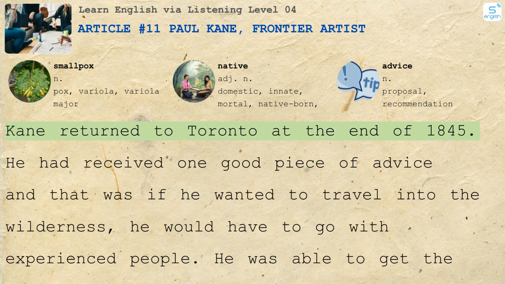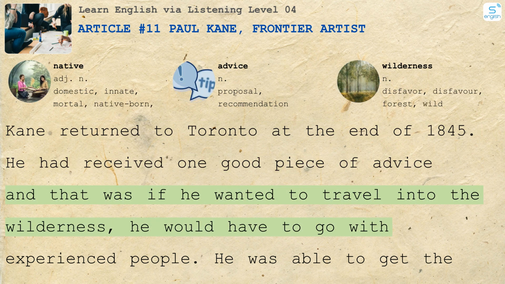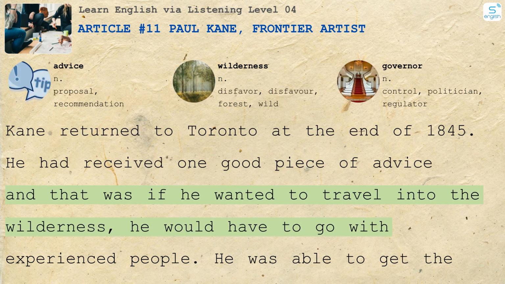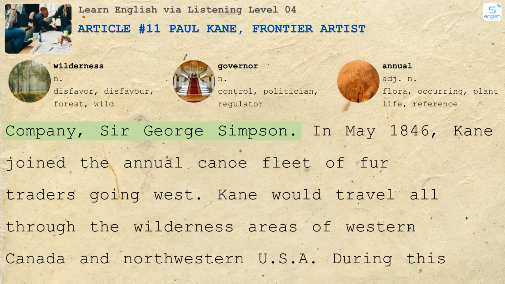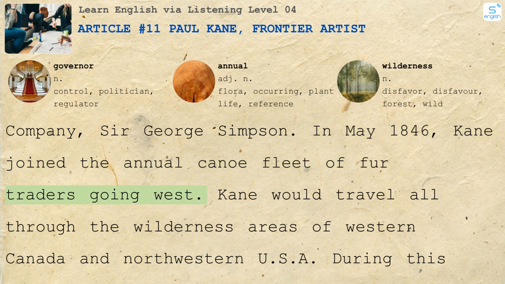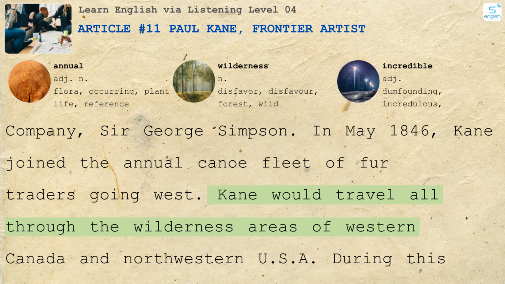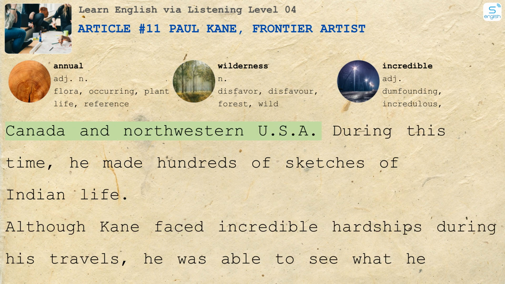Kane returned to Toronto at the end of 1845. He had received one good piece of advice, and that was if he wanted to travel into the wilderness, he would have to go with experienced people. He was able to get the support of the governor of the Hudson's Bay Company, Sir George Simpson. In May 1846, Kane joined the annual canoe fleet of fur traders going west. Kane would travel all through the wilderness areas of Western Canada and northwestern USA.